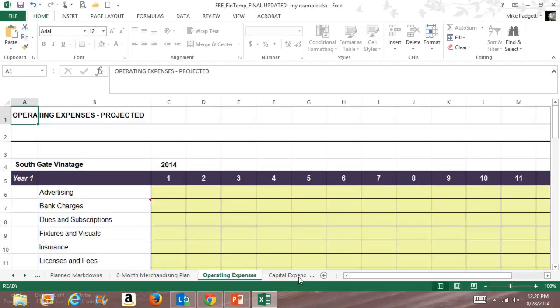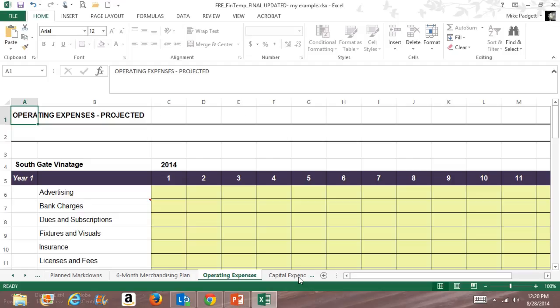Next is our operating expenses that we are projecting, and these are all the costs of operating the business. To get a net income, you're going to take your operating expenses from your gross income. You can't just take a yearly number and divide it by 12, because during the holidays, you're going to advertise more and you're going to have more stock at peak times of the year.